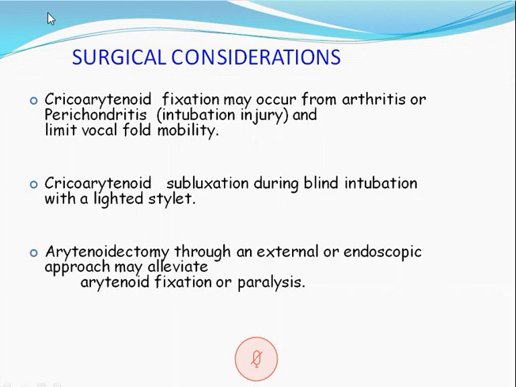Surgical consideration: cricoarytenoid fixation may occur from arthritis or perichondritis due to intubation injury. It limits the vocal cord mobility many times. The cricoarytenoid subluxation during blind intubation with a laryngeal lighted stylet can also cause a subluxation. In these conditions where there is a voice change, it is corrected by arytenoidectomy through an external or endoscopic approach to correct this fixation or paralysis and voice change.